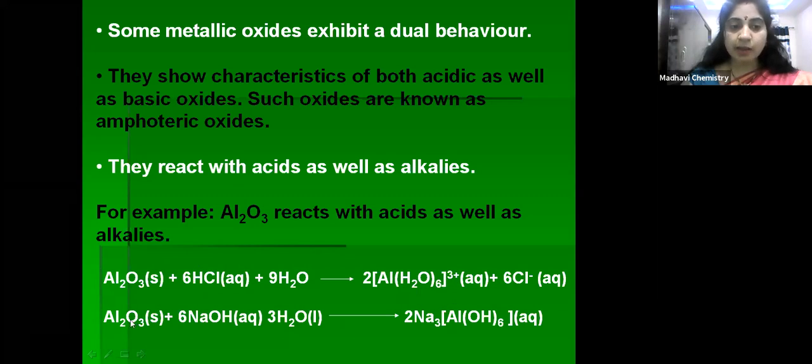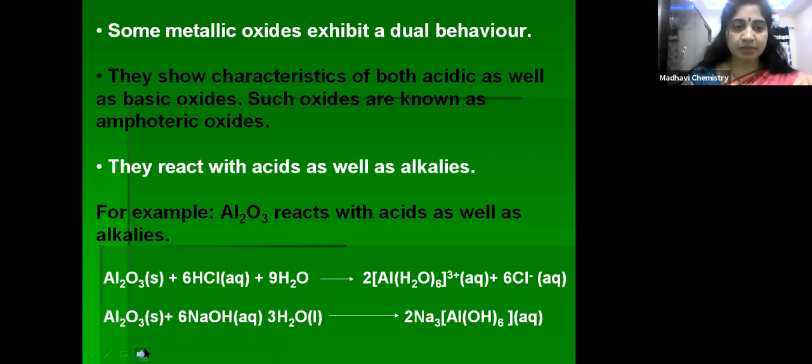Similarly, Al2O3 combines with sodium hydroxide, a base, in presence of water and gives Na3[Al(OH)6], sodium hexahydroxoaluminate. So this is a complex compound, right, children? From these two reactions, what we have observed is that aluminium trioxide reacts with the acid and also reacts with the base. It means it has both acidic and basic nature. That's why aluminium trioxide is an amphoteric oxide, right, children?